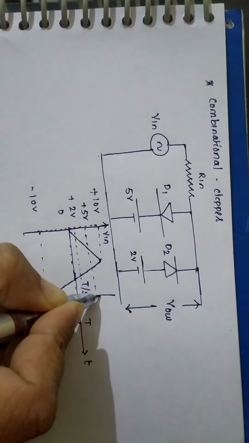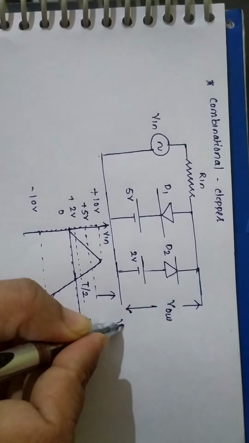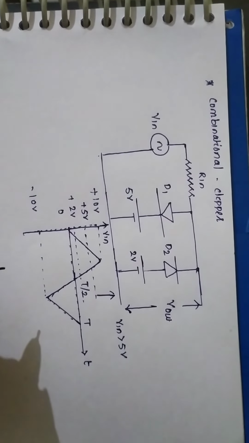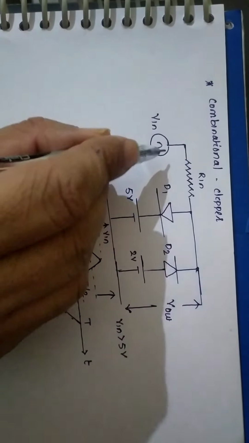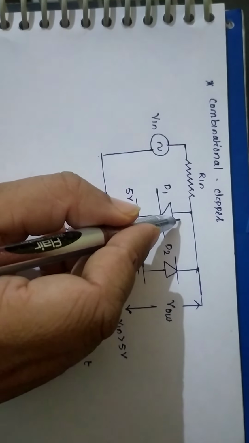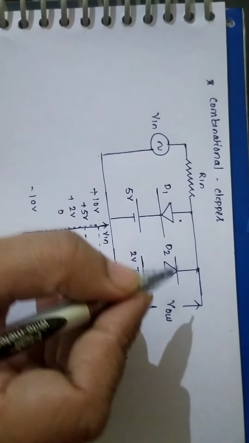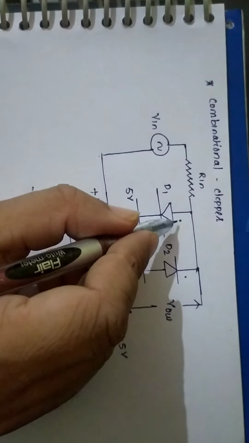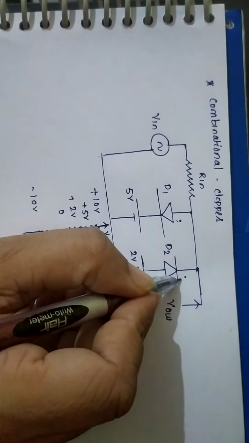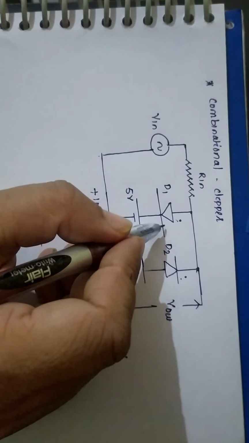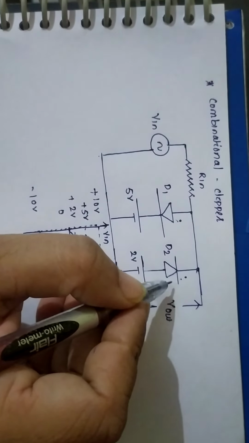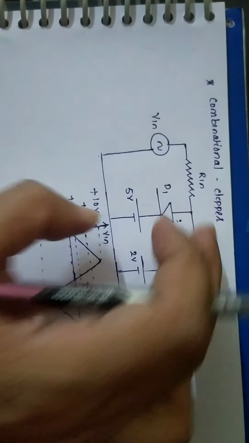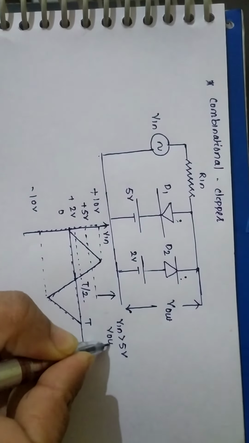If my input voltage is greater than 5 volt, let's say the input voltage is 6 volt, then 6 volt is going to appear at this point, and at the same time the 6 volt is going to appear at this point. In that condition your D1 is on, D2 is off. D1 on means we have to replace this D1 by short circuit, D2 off means open circuit. Now the output voltage is nothing but the voltage across this. How much? V out equal to 5 volt.